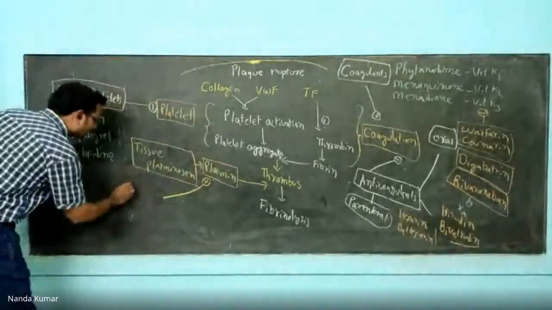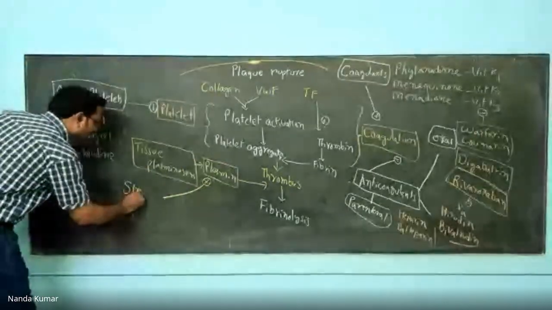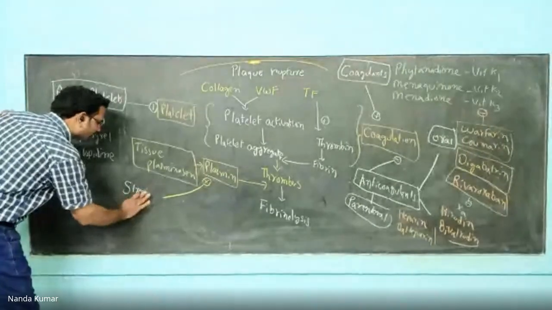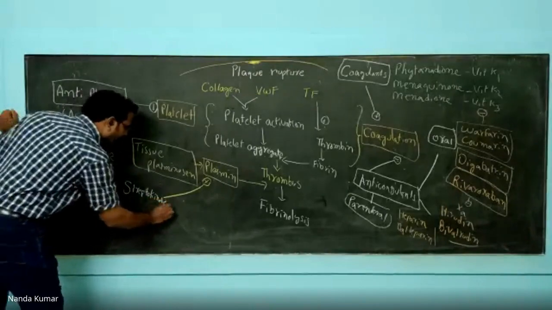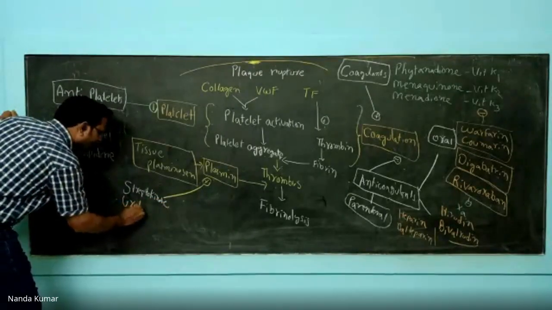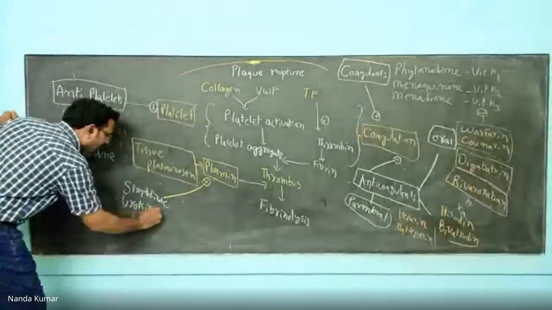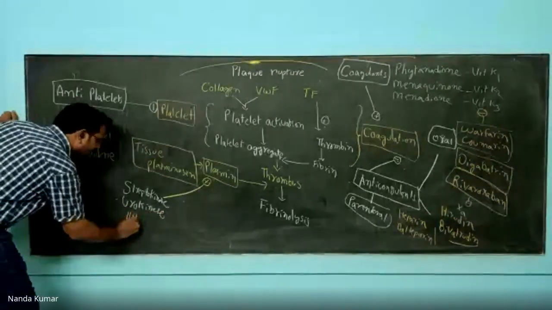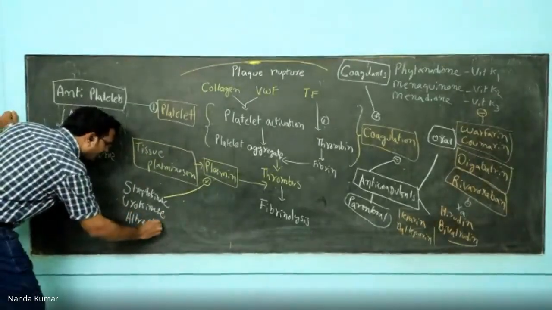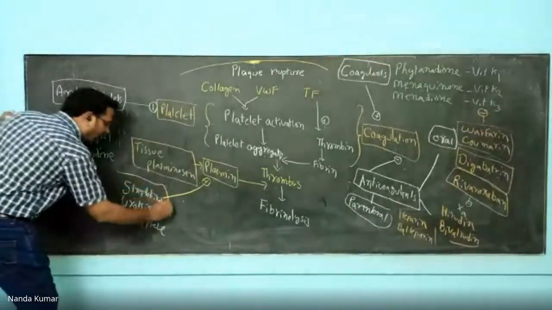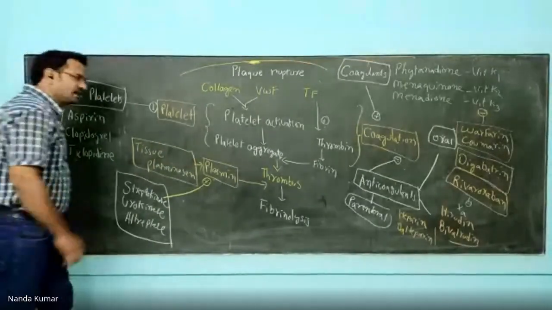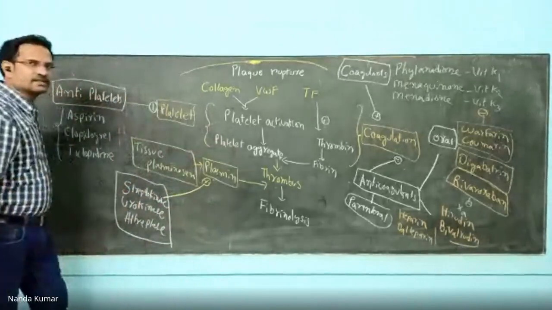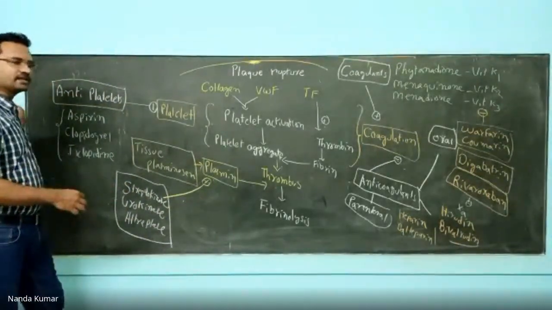Fibrinolytics examples are streptokinase, urokinase, alteplase, and reteplase. All of them, they activate plasmin. When plasmin is activated, it causes fibrinolysis. So they are known as fibrinolytic agents.